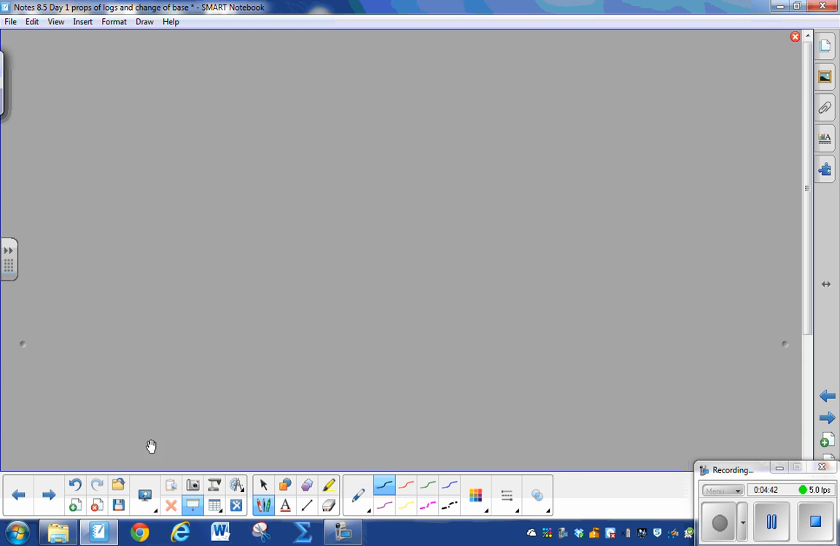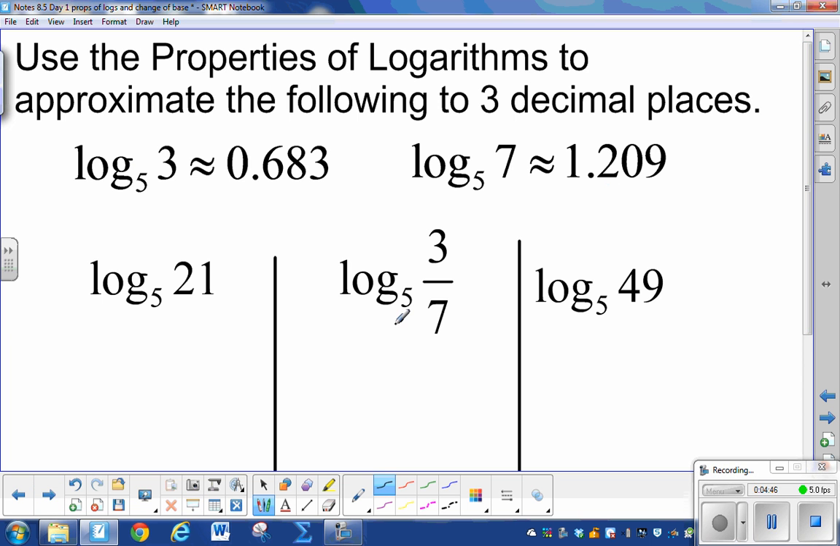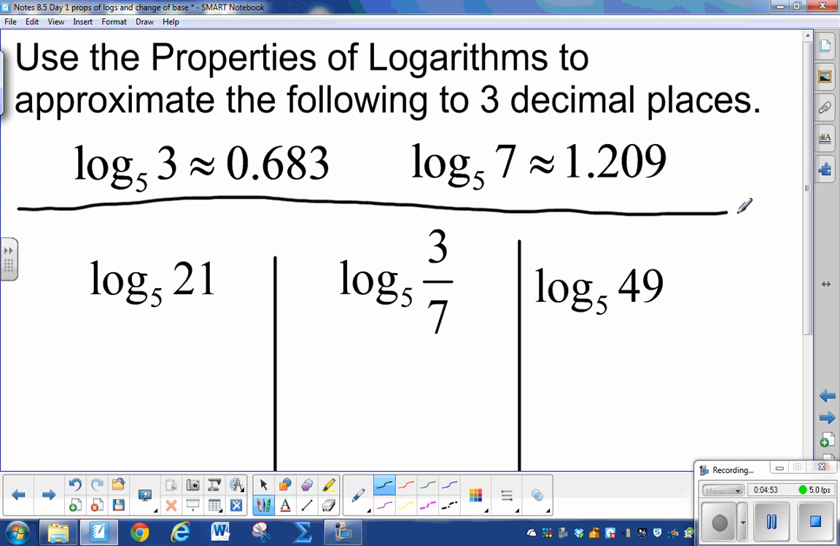Okay, next one. Oh, there you go. So these type of problems are very common on standardized tests, because if you're taking a test where you're not allowed to use calculators, they give you values. So this part is actually given to you, and this part is given to you too. They're telling you the log base 5 of 3 is about 0.683. So they're actually telling you that information.